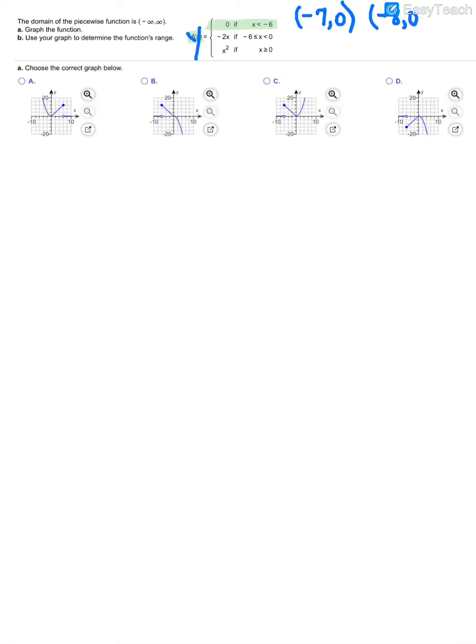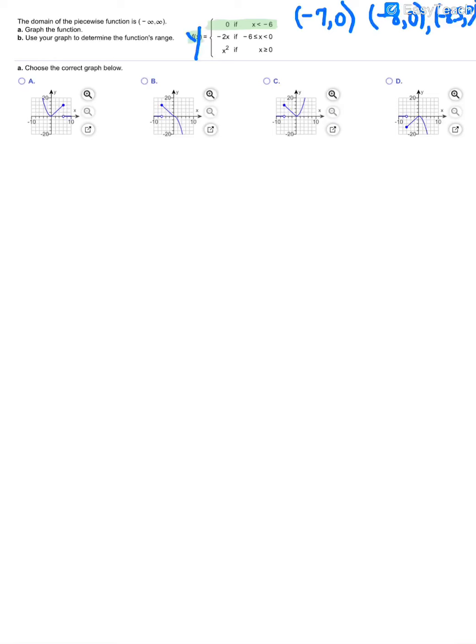Pick another value less than negative 6, so let's say negative 8. That y value would be 0. And then another value less than negative 6, say negative 8.5. So they don't have to all be whole numbers as long as they're less than negative 6. So all of that would be points that represent that particular piece of the function.